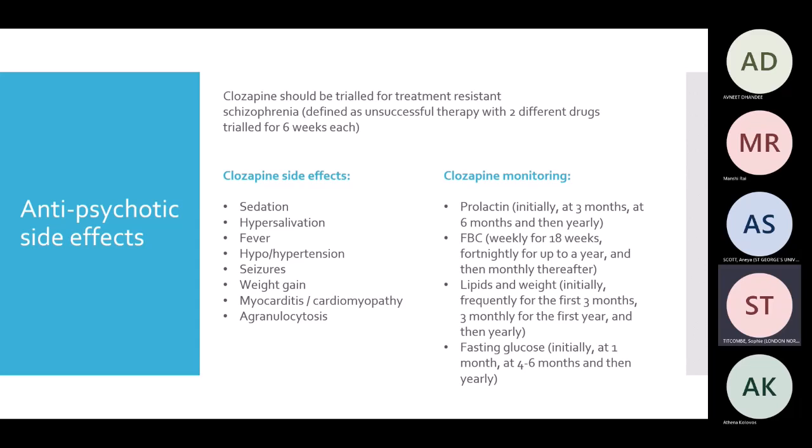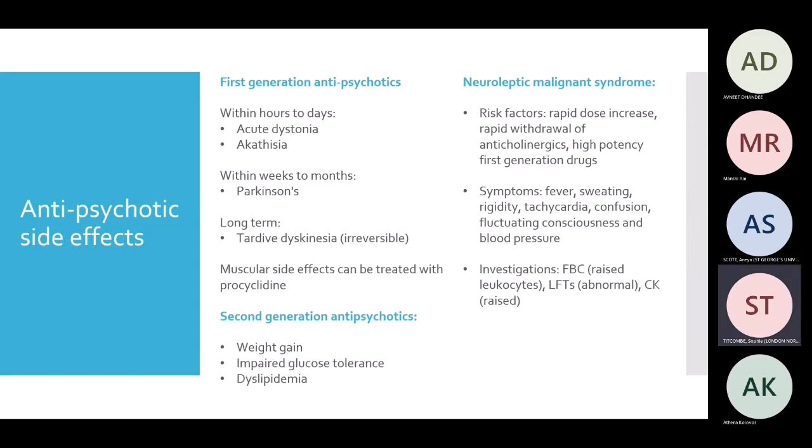As with lots of our antipsychotics, we want to be looking at lipids and weight because these medications really sort of mess with our metabolism. And then we also want to be looking at our fasting glucose too. So we've spoken a bit about the side effects of clozapine. We'll now just move on to talk a little bit about the side effects of our first generation antipsychotics.